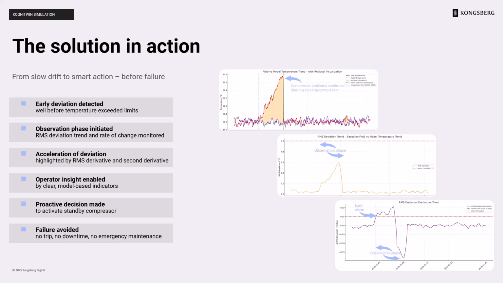RMS deviation is excellent for catching gradual drifts over time, slow but persistent deviations from expected behavior. RMS derivative is ideal for capturing sudden changes, when a variable starts shifting more quickly, even before absolute values trigger conventional alarms. With these insights, the operator would have been alerted early, monitored the trend, and proactively decided to bring on the standby compressor before the situation became critical. This is exactly what we mean by model-driven condition monitoring. Early signals, structured insight, smarter, faster decisions.